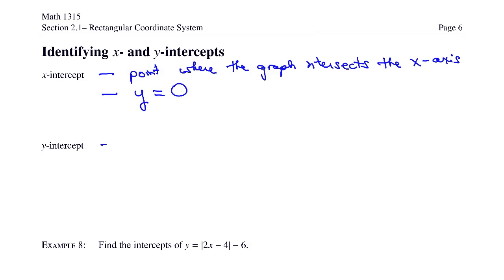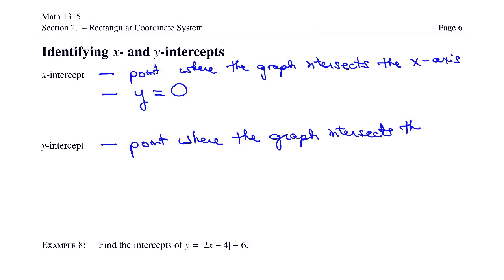In turn, the y-intercept is the point where the graph intersects the y-axis. And the y-axis, of course, is where x equals 0. So one thing to remember, if you're looking for a certain intercept, then the other variable must be equal to 0. So if you want the x-intercept, then you set y equal to 0. If you want the y-intercept, you set x equal to 0.